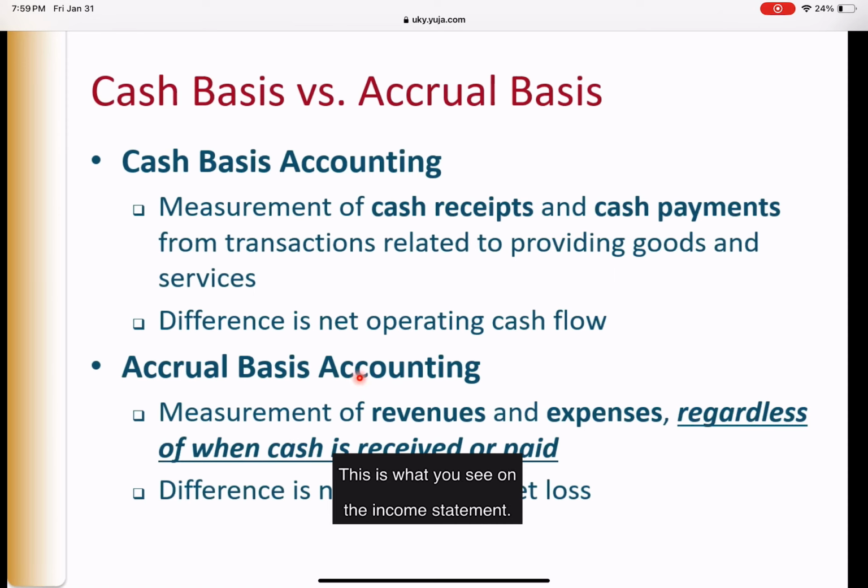This is what you see on the income statement. We look at revenues and expenses, and it doesn't matter when we received or paid out the cash. That's called my net income or net loss. In other words, there's a lot of expenses that you're recording that you haven't paid yet. There's situations where you have accounts receivable and you haven't received the money yet, but you're picking it up as revenue. So there's a big distinction between cash basis accounting and accrual basis accounting, but both are important.